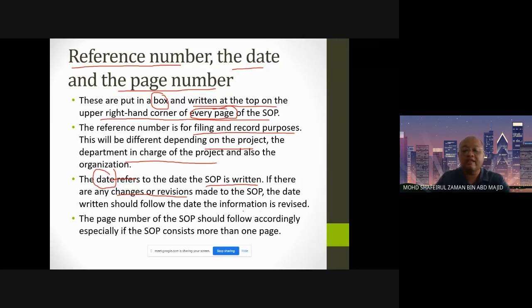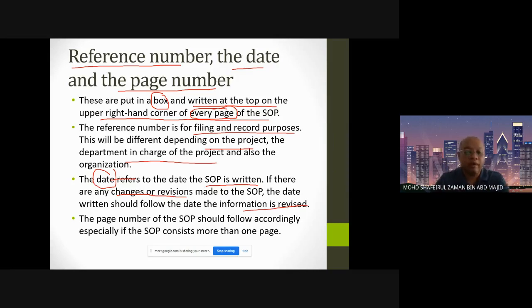However, if there are any changes or revisions made to the SOP, the date written should follow the date the information is revised. For example, next year your company is buying a new machine, and because of the buying, the procedure is going to be shorter. So you need to make some changes to the existing SOP and write the recent date. Let's say it's next year, so it's going to be 27 April 2022. We're going to have a look at this example of the box later on, then you can have a clearer understanding about it.